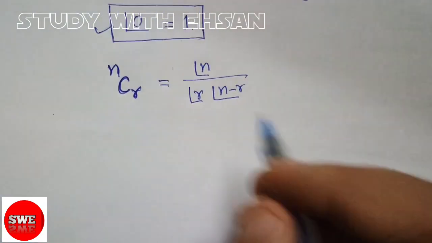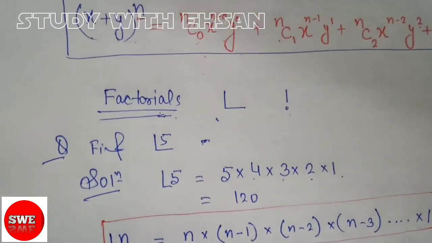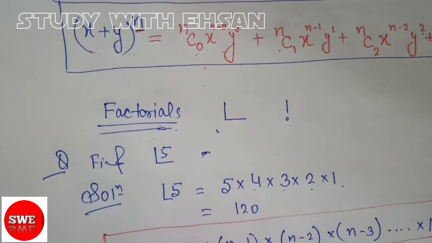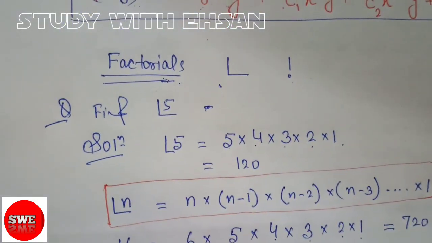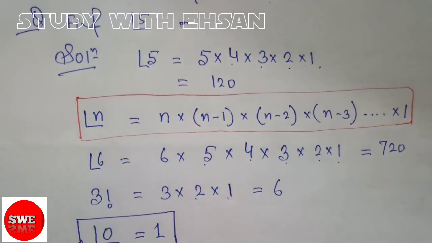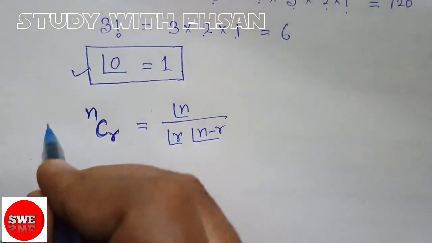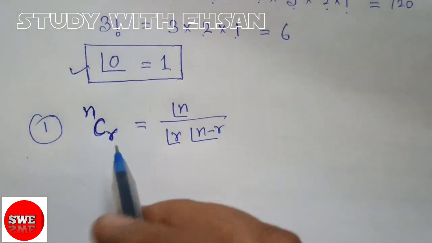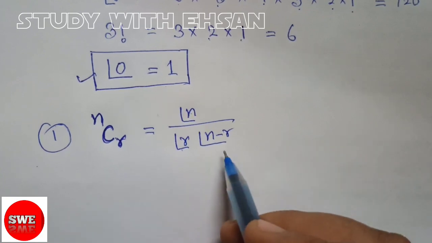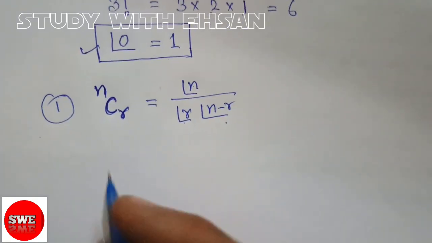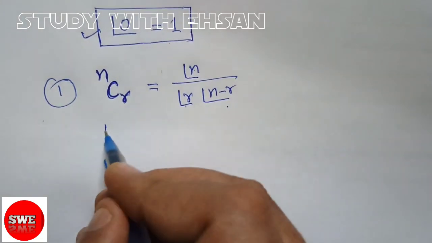Is it clear? And this was the reason why, after just writing the binomial theorem, I explained factorials here. What are factorials? Because you are going to use factorials in the binomial theorem. And I hope the factorial is very clear to you. And the formula of nCr is factorial n upon factorial r into factorial n minus r. And now see some examples on this formula.